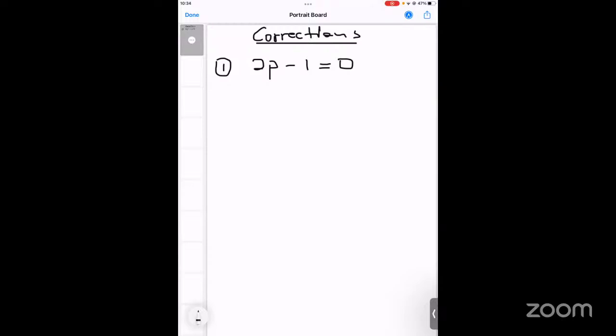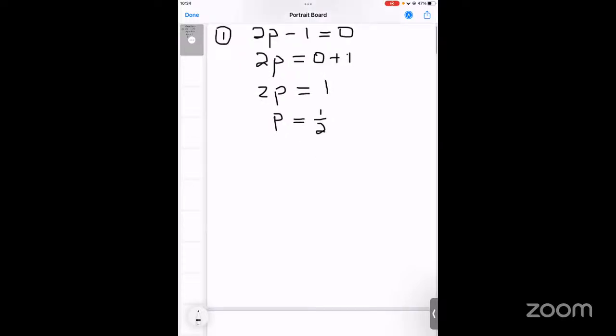First, I wrote the entire question. I wrote 2p minus 1 equals 0. And then I wrote 2p equals 0 plus 1. And then I wrote 2p equals 1. And then p equals 1 half. Okay, 2p equals 1. And then last step, you said p equals? p equals half. Yes, 100%. That is very good, Manahil. Trust me on that one.